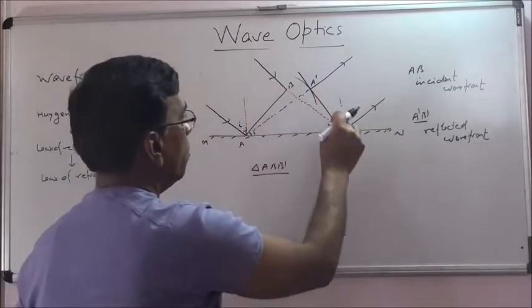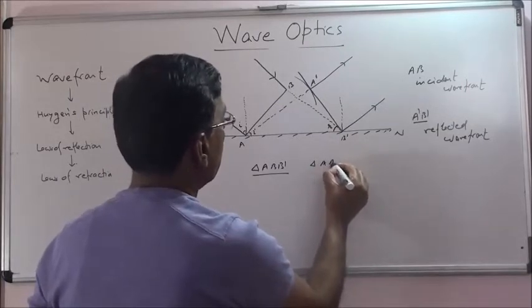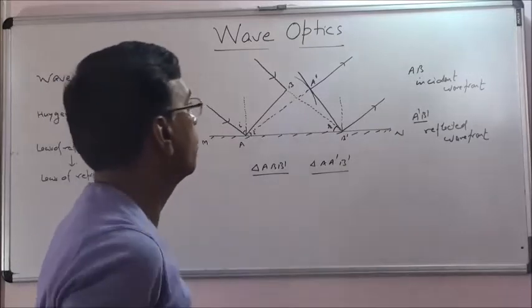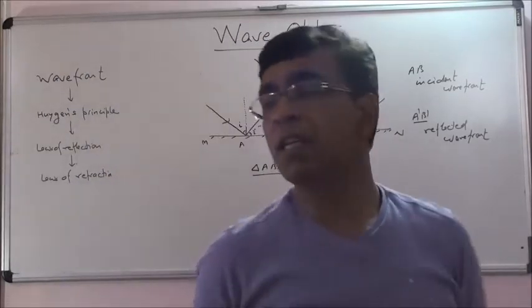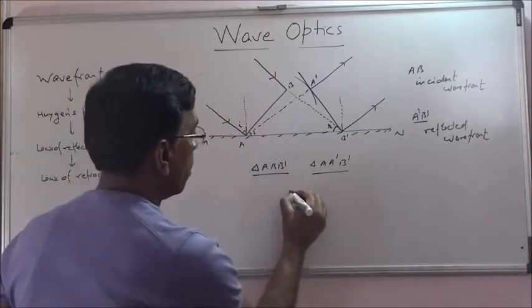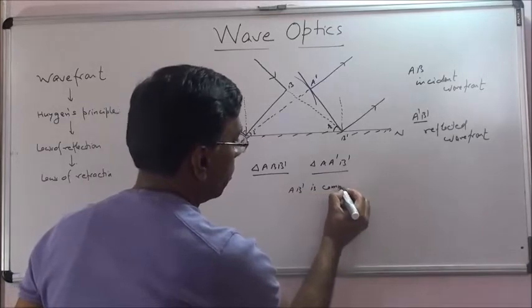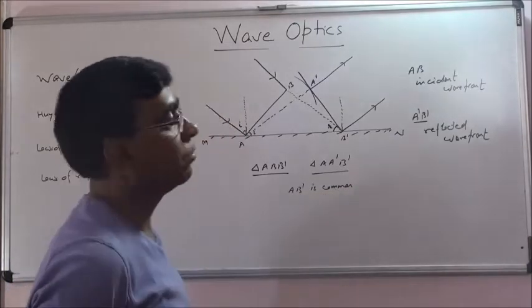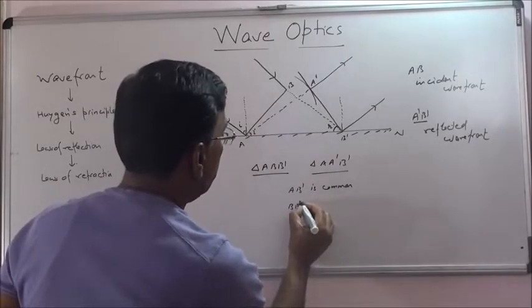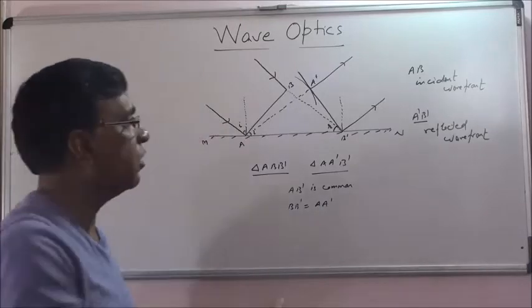Triangle ABB dash and triangle AA dash B dash. AB dash is common. BB dash is equal to AA dash. This is what we have taken.